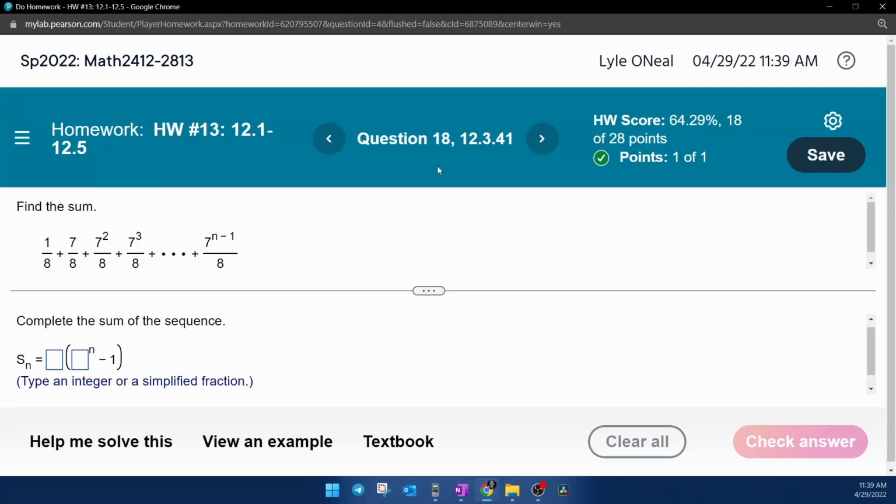Right, here we go. Question 18 from our Precalculus homework 13 in MyLab Math. They want us to find the sum of this sequence. And then if I look ahead, it says complete the sum of the sequence. I'm going to have to input basically two numbers into these boxes to fit this format. So let's take this sequence to the scratch work and see how we're going to answer the question.